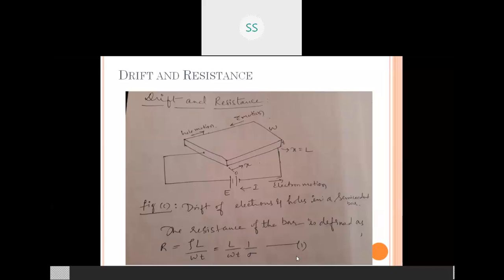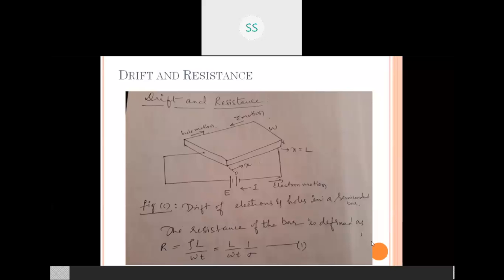So therefore, at any instant of time you can say that the resistance of the bar is defined as rho L by W into T, where rho is the resistivity and it can also be written as 1 by conductivity. Okay, so this will happen for this applied battery E. When this is in operation, you see that the concentration N of the carriers always remains same. So this is a very brief few points about the drift and the resistance.